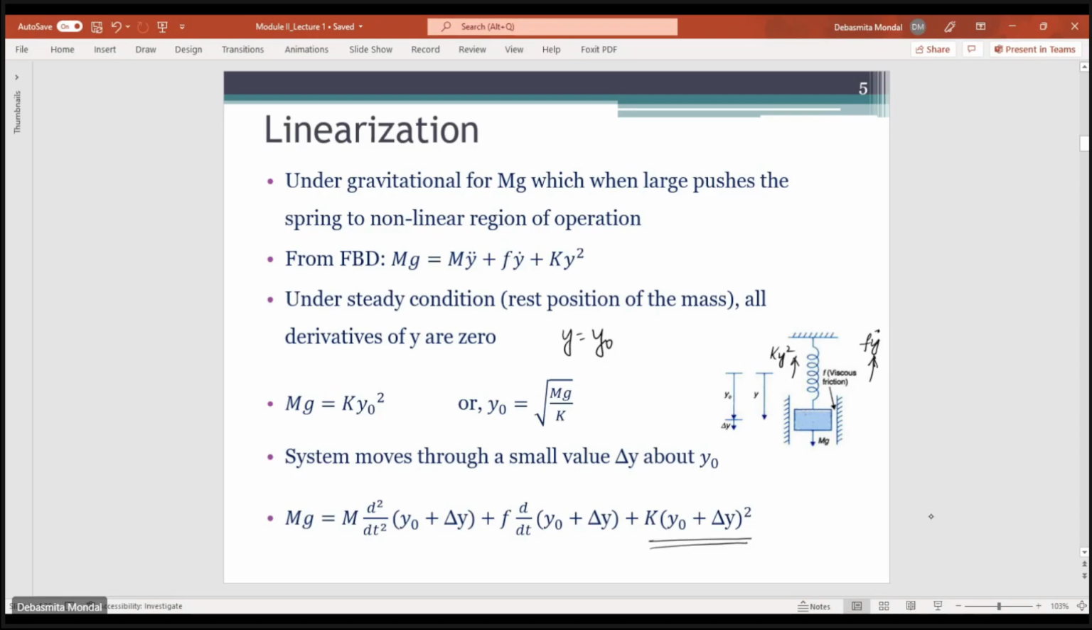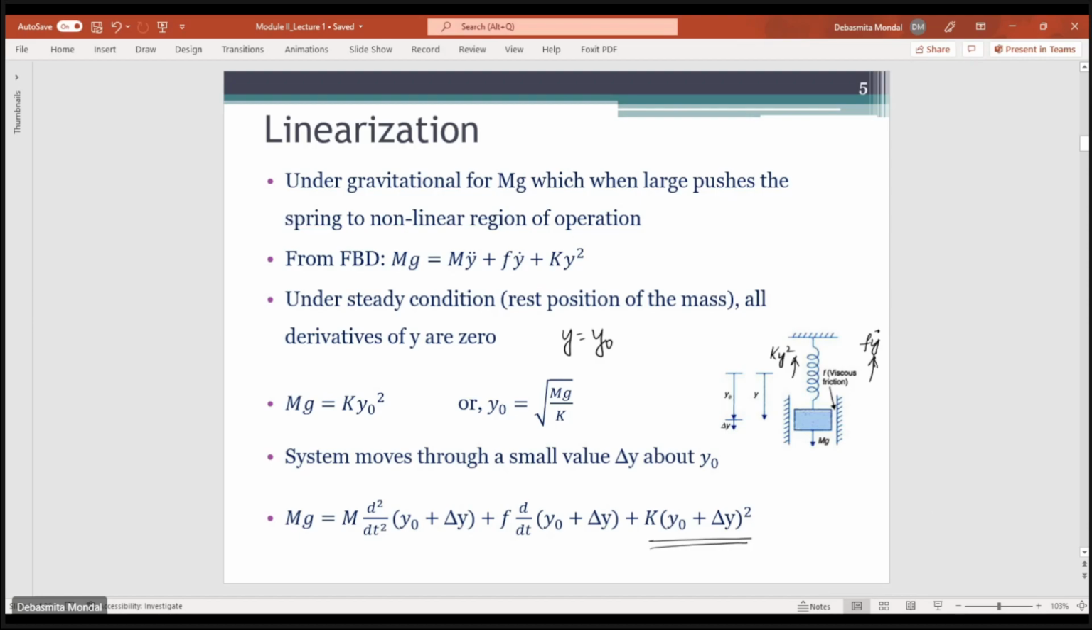Now let us say we have reached a steady state condition, which means the mass is not moving at all. At that condition, let the value of y be y0. Since y0 is constant, all the derivatives of y0 will be equal to 0. So the first term and the second term become 0, and you can write mg equals K y0 square, and from here you can find the value of y0.